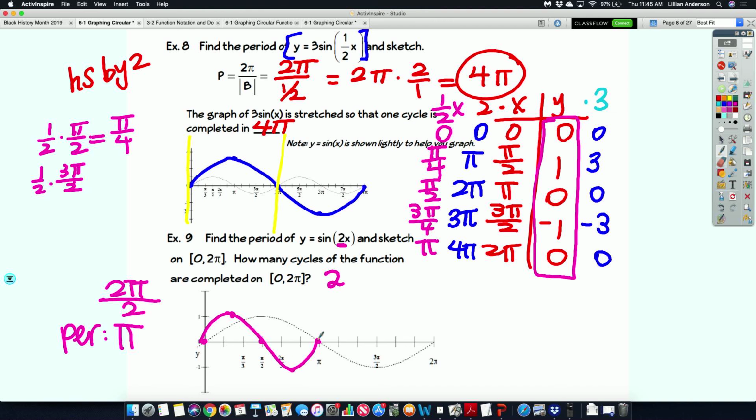But it asked me to sketch it to 2 pi. So what do I need to do? I need to repeat the cycle. I know I need to go up to 1, but where is it going to be? In between pi and 3 pi over 2. Think about your unit circle. Here's pi, here's 3 pi over 2. 1, 2, 3. What's that one in the middle?